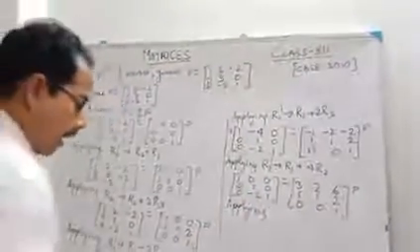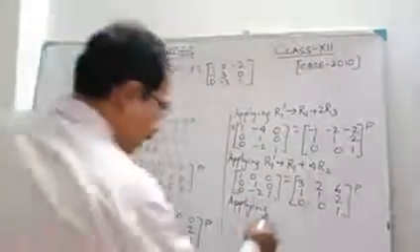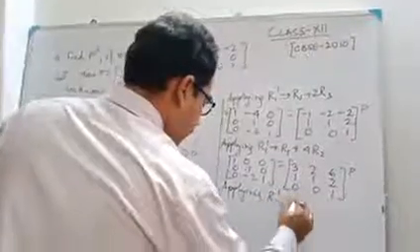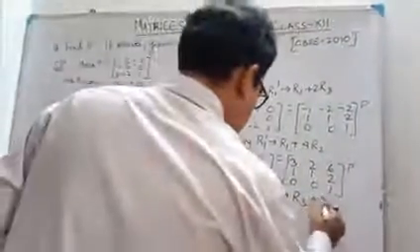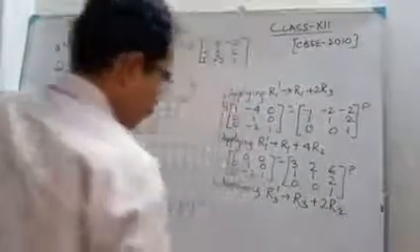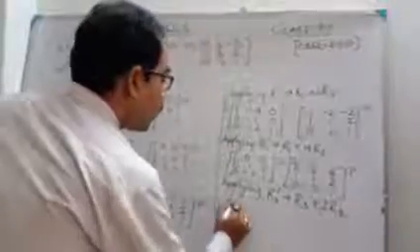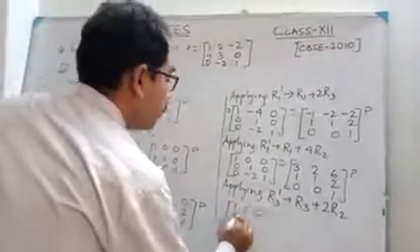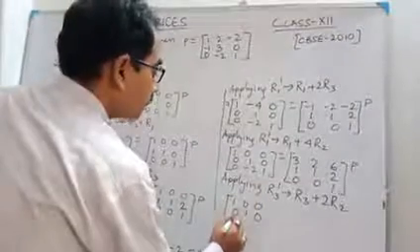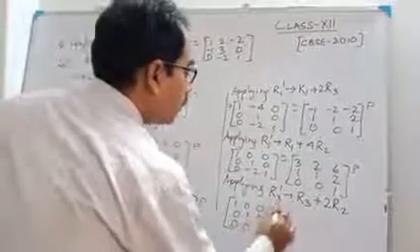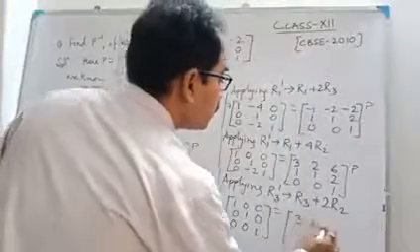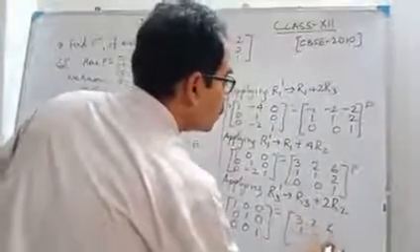So applying R3 prime, R3 plus 2R2, let us check: 1, 0, 0, 0, 1, 0, 0, 0, 1 equal to 3, 2, 6, 1, 1, 2.